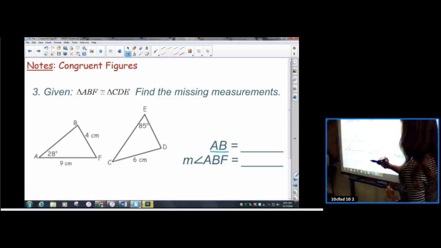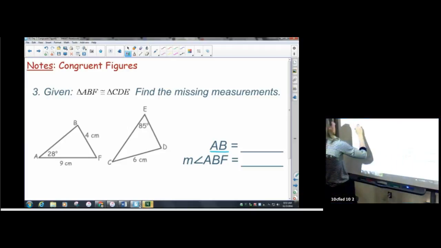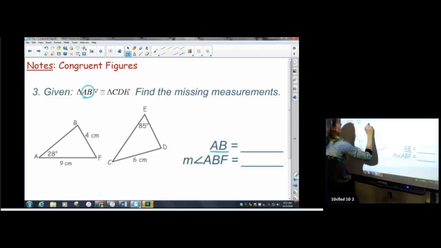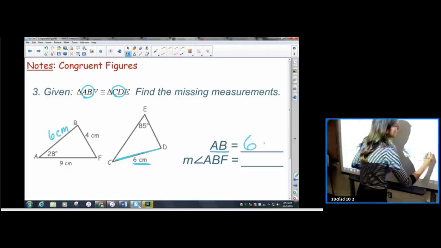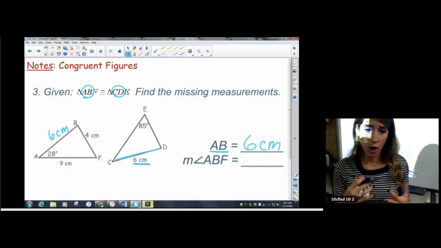We're going to go back to our congruent statement. AB is listed first and second. CD is listed first and second. CD is 6 centimeters. That means AB is 6 centimeters because the corresponding parts are congruent.